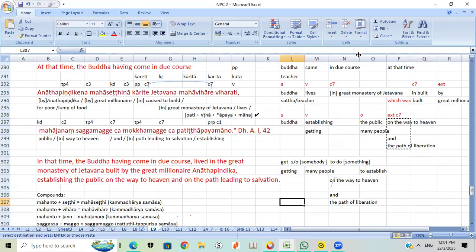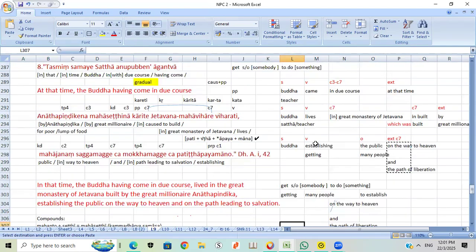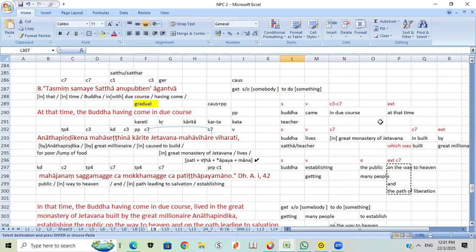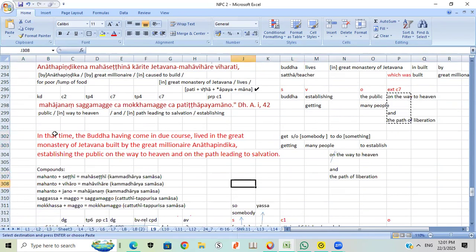Okay, so after constructing something like that, subject, verb, extension, this is rewriting, writing an essay like that. In that time, the Buddha having come in due course, lived in a great monastery of Jeta, a great monastery built by a great millionaire, Anathapindika, establishing the public on the way to heaven, on the path to salvation.